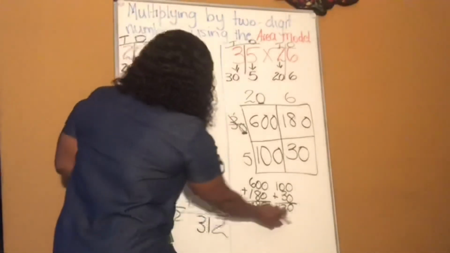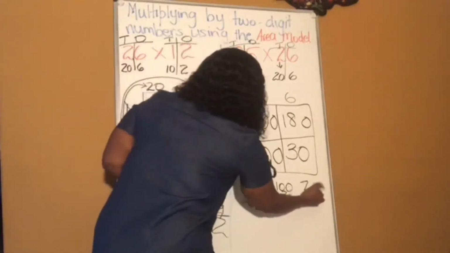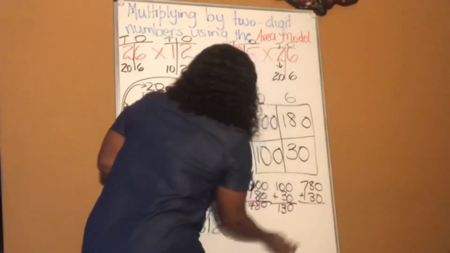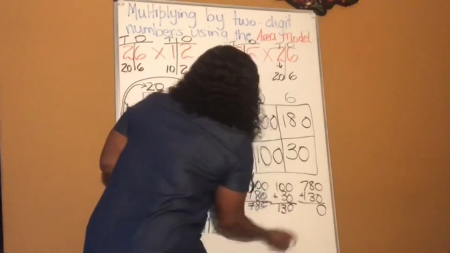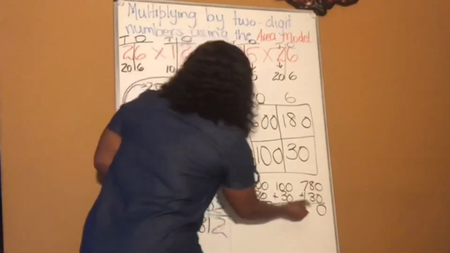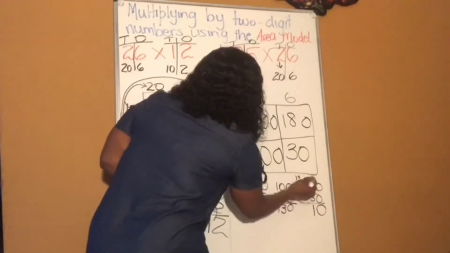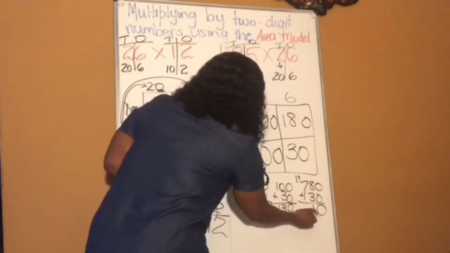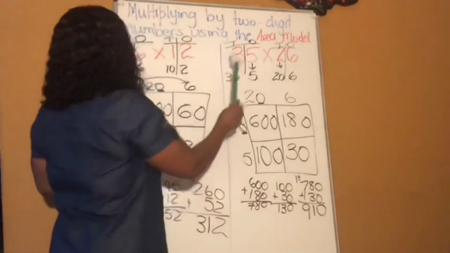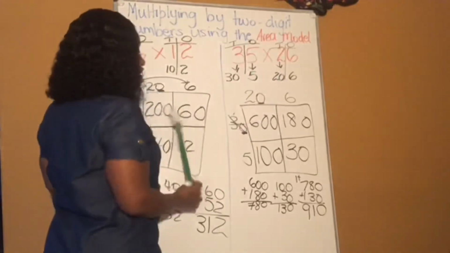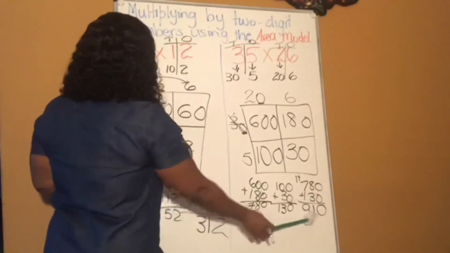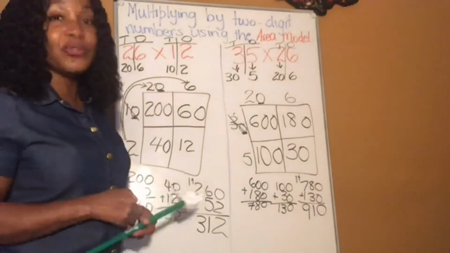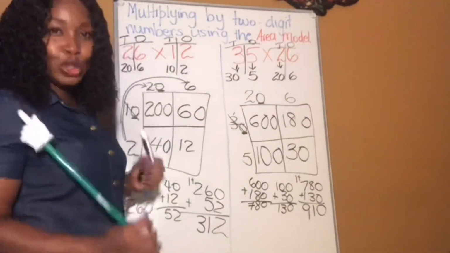Then we need to add both answers together. 780 plus 130. 0 plus 0 is 0. 8 plus 3 is 11. We write 1 down, carry 1. 7 plus 1, that's 8. And 8 plus 1 more, that is 9. So 35 times 26, that's 910. We're going to try one more with a 3-digit number times a 2-digit number.